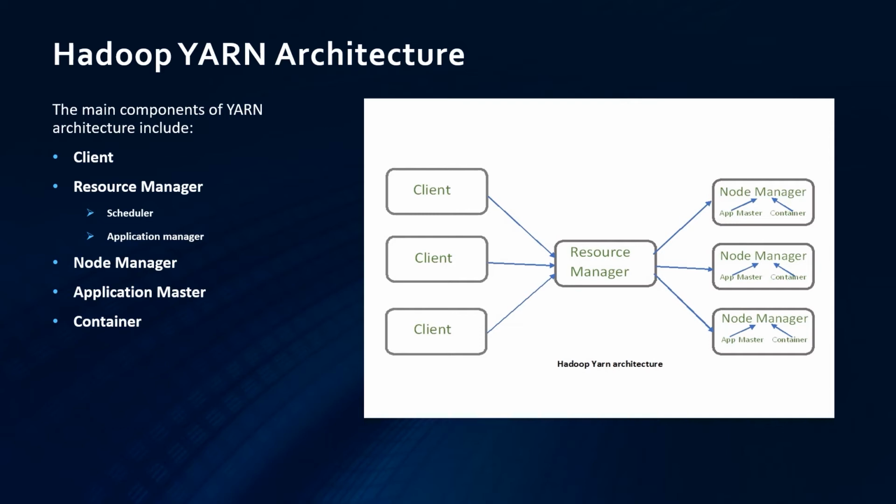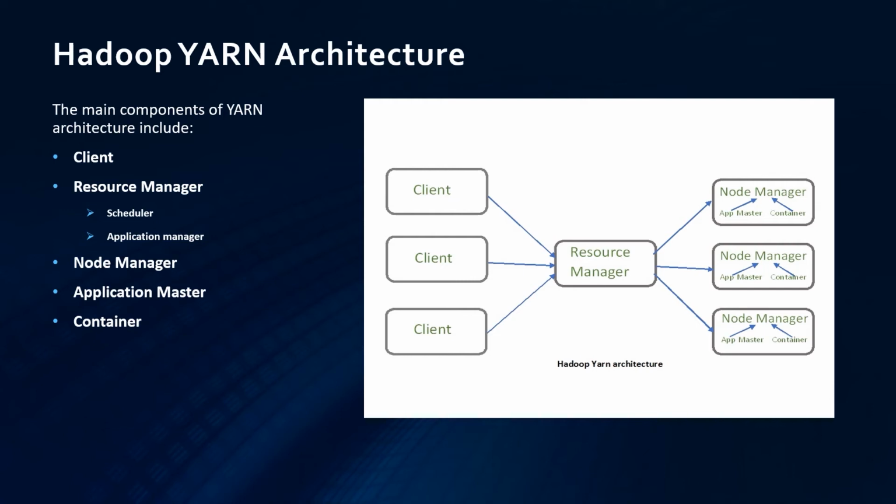The scheduler. It performs scheduling based on the allocated application and available resources. It is a pure scheduler, meaning it does not perform other tasks such as monitoring or tracking and does not guarantee a restart if a task fails. The YARN scheduler supports plugins such as Capacity Scheduler and Fair Scheduler to partition the cluster resource. The application manager. It is responsible for accepting the application and negotiating the first container from the resource manager. It also restarts the application master container if the task fails.